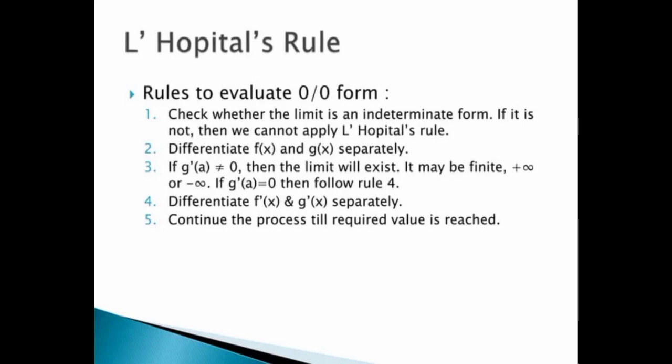If g prime of a is equal to 0, then follow rule number 4. Differentiate f prime of x and g prime of x separately. Then lastly, continue the process until the required value is reached.